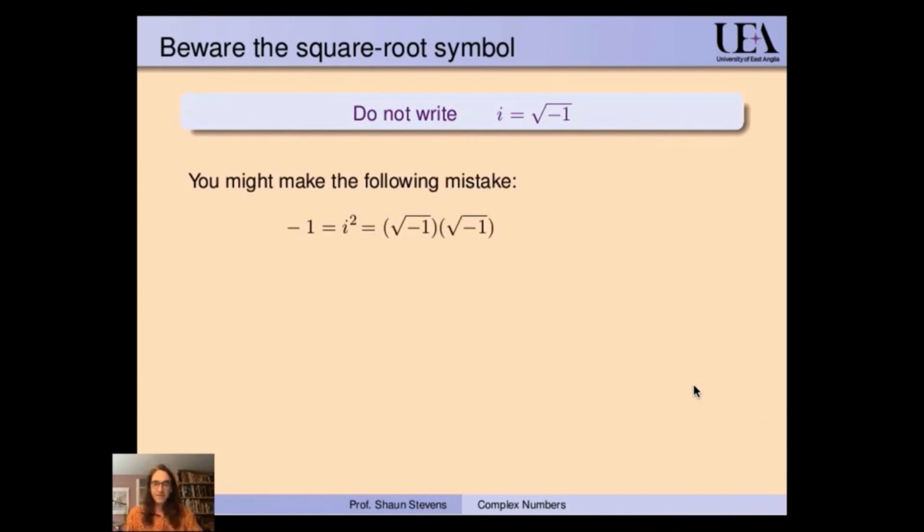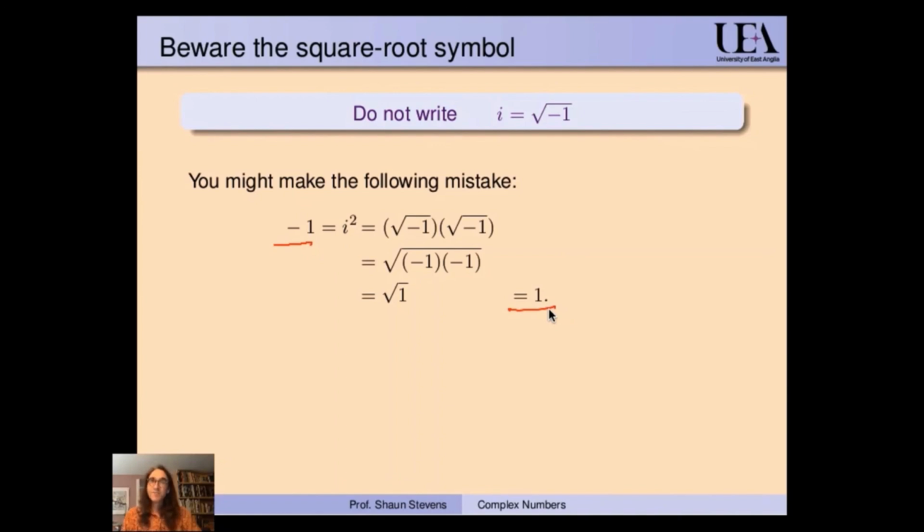Well, here's the reason why not. You might make this mistake. So we start off with minus 1. We know minus 1 is i squared. And i squared is the square root of minus 1 times the square root of minus 1. Okay, but square roots, that's fine. If you've got the square root of a times the square root of b, that's the same as the square root of ab. So this is the same as the square root of minus 1 times minus 1. Okay, great. Well, minus 1 times minus 1, what's that? Well, that's plus 1. So this is the same as the square root of plus 1. But what's the square root of plus 1? Well, we know that. It's 1. So we have just proved, apparently, that minus 1 is equal to 1.